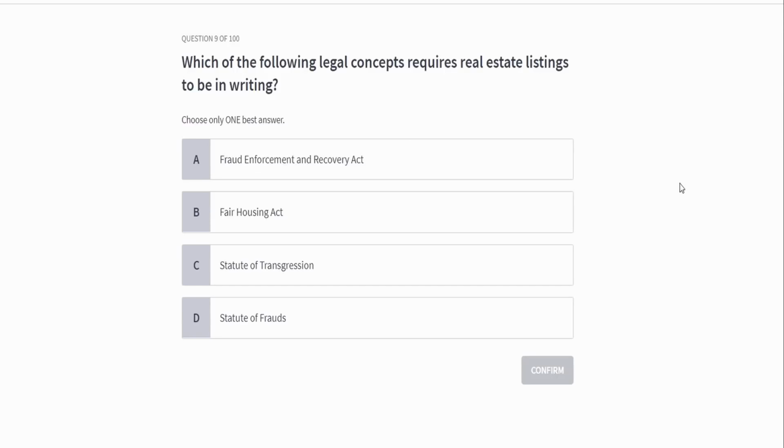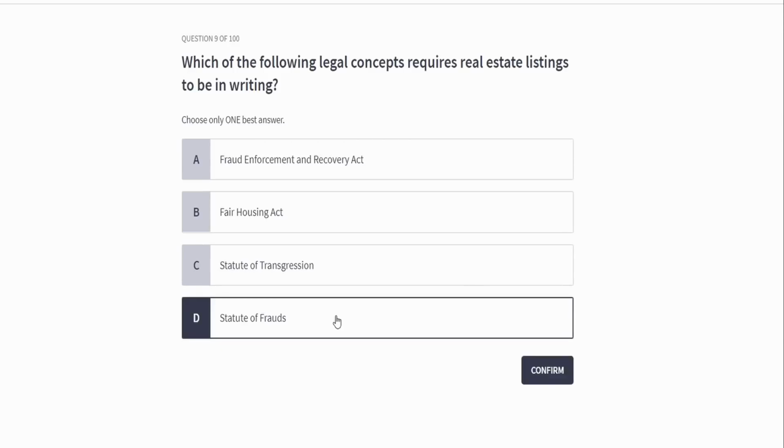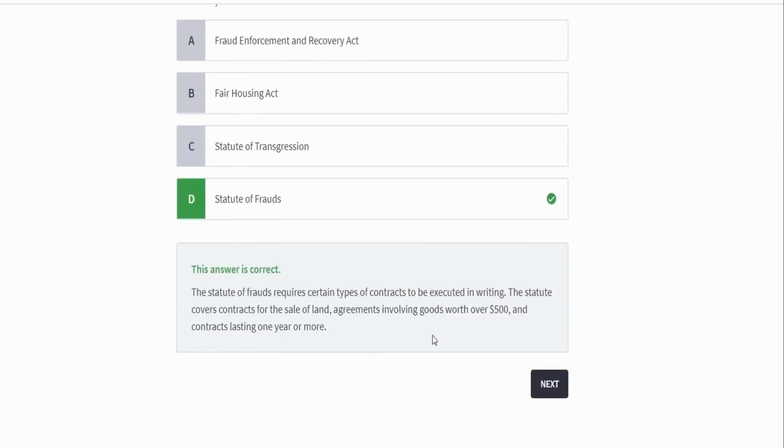Alrighty, so hopefully you guys came up with your answer on this one. What is our correct answer? It's going to be D. It's the Statute of Frauds. So, the Statute of Frauds requires certain types of contracts to be executed in writing. The Statute of Frauds covers contracts for the sale of land, agreements involving goods worth over $500, and contracts lasting 1 year or more.